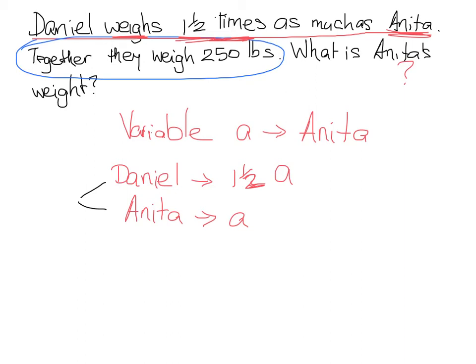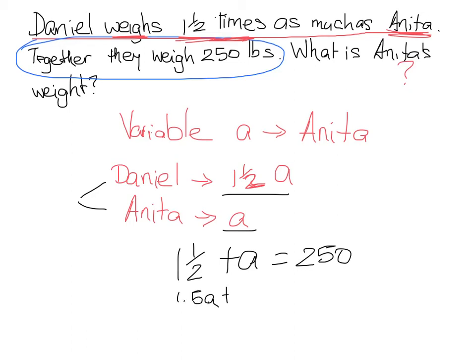So 1.5 A plus A, so that's their weight together, should give you 250 pounds. So really 1.5 A plus A gives us 250. 1.5 A plus A is actually 2.5 A. So 2.5 A gives us 250.